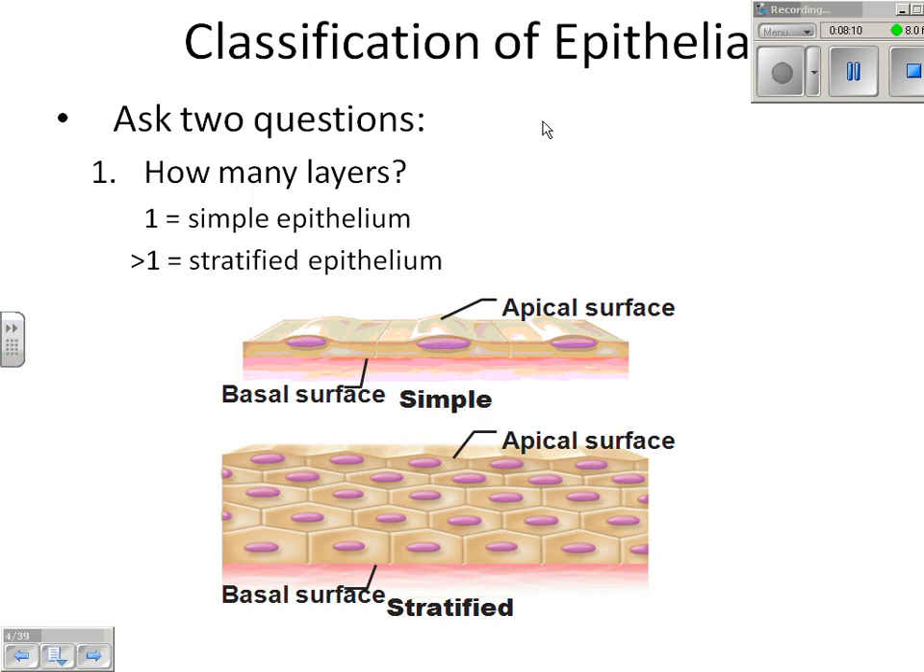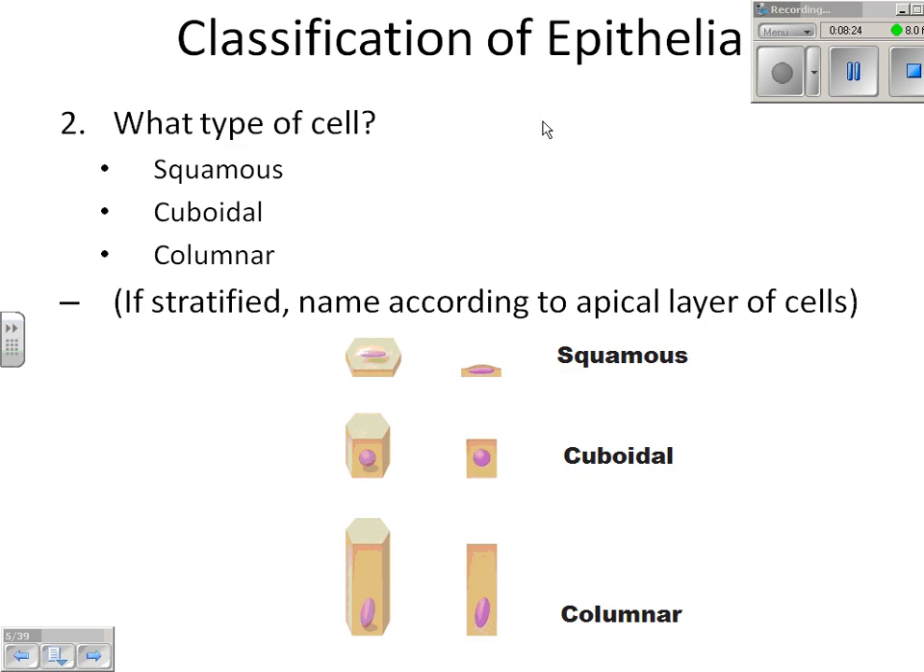Then we also classify epithelial tissue according to its shape. We have 3 different shapes. And when we're identifying the shape, you look at the apical layer of cells for the stratified version. What does that mean? I'm going to look at the very top, the free surface, right? Remember, apical means the free surface. So I'm going to look at the layer of cells there to be able to identify, because as we get closer to the basement membrane, sometimes it can be very confusing. So we want to look at the shapes of the cells on the apical layer.